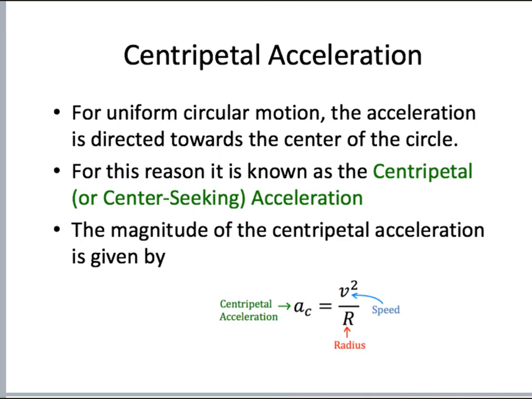So that's the direction. When you have motion in a circle, the direction is always towards the center of the circle. Now the magnitude of the acceleration is going to be the square of the speed divided by the radius of the circle. And that gives you the formula for calculating centripetal acceleration.